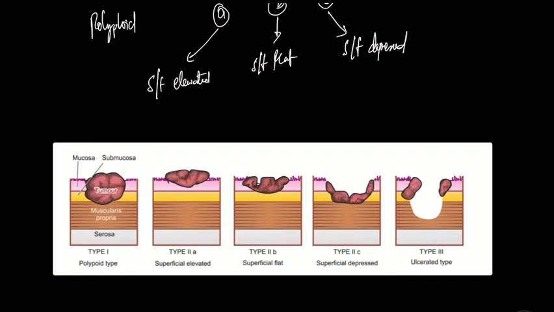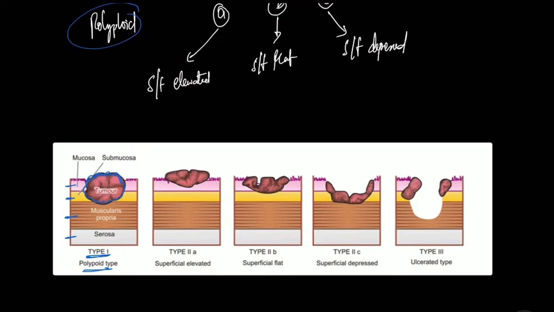So this is how your type 1 looks, right? Yeah, your polypoid type. So we see the mucosa here, we see the submucosa here, we see the muscularis propria and the serosa. As you can see, the tumor is of polypoid type, and it is also confined to the mucosa and submucosa. Yeah, which is what makes it your early gastric carcinoma.